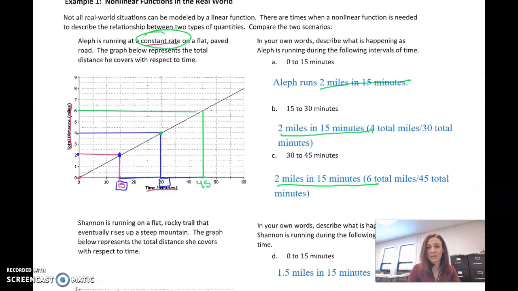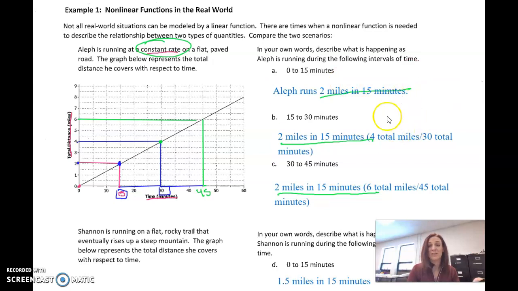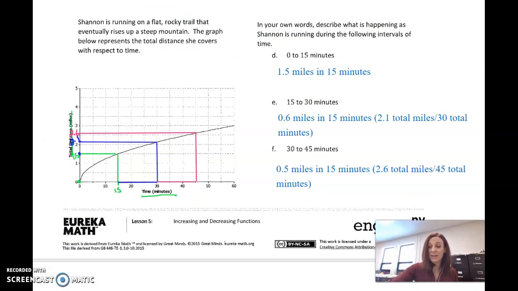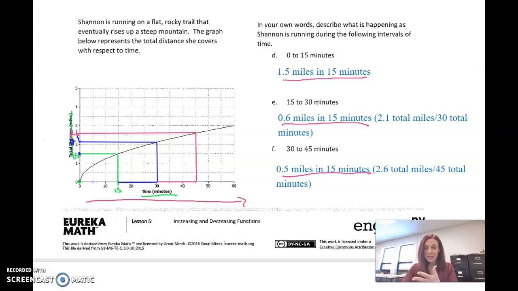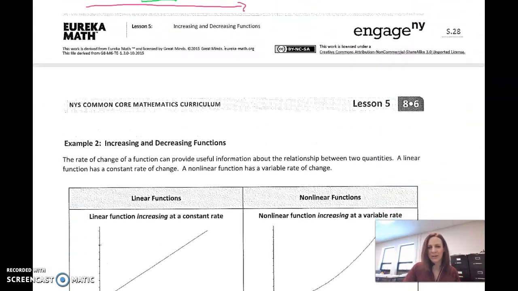With Alf here, I could underline 2 miles, 15 minutes, 2 miles, 15 minutes, 2 miles, 15 minutes, because that was a constant. But here, I can't. We went 1.5 miles in 15 minutes, but then we went 0.6 miles in 15 minutes, and then we went 0.5 miles in 15 minutes. So time is still going by. The line is still increasing, but it's not increasing at the same rate. Okay, and that's the kind of stuff we're going to be working on today.